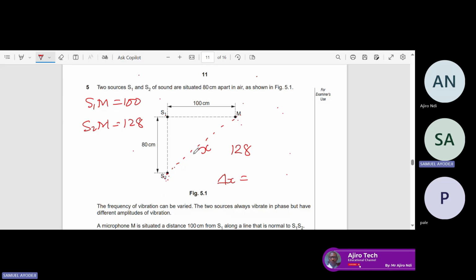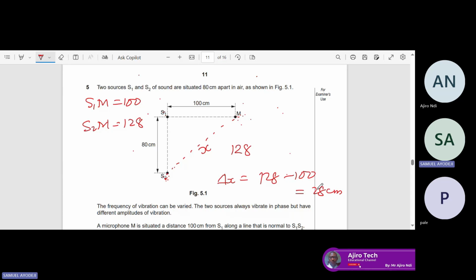This one moves from S1 to M, S2 moves to M. What's the difference in distance covered? That's the path difference. That's 128 minus 100, that's 28 centimeter. That's the path difference.